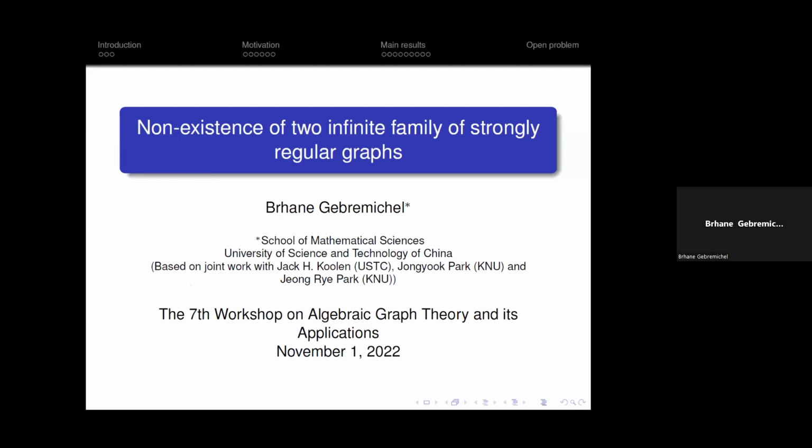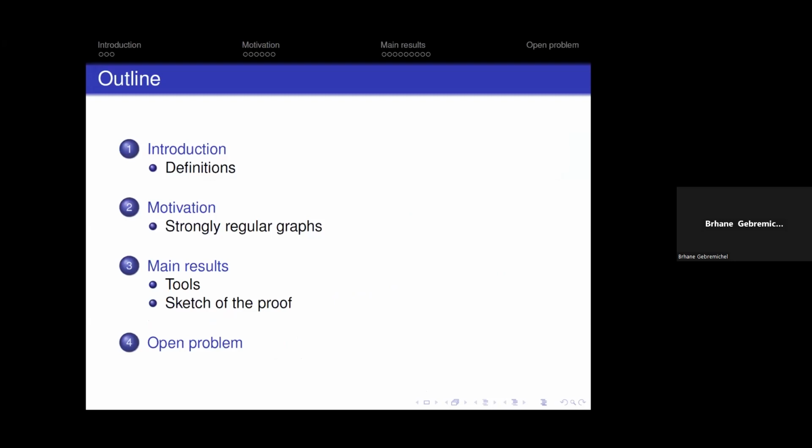So this is joint work with Professor Jack Koolen, Dr. Jongyook Park, and Jiorin Park. So the outline is, I will give some introduction, and there are some motivations about strongly regular graphs. Then I will introduce our main results and the tools we use for our proof.